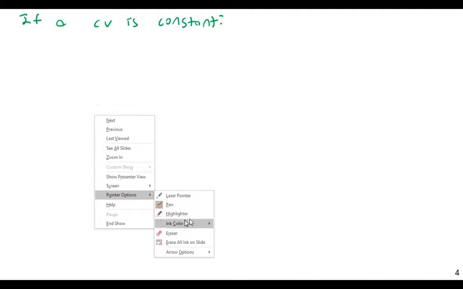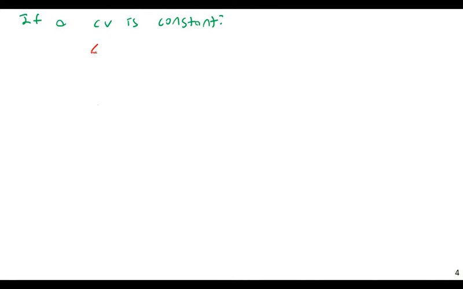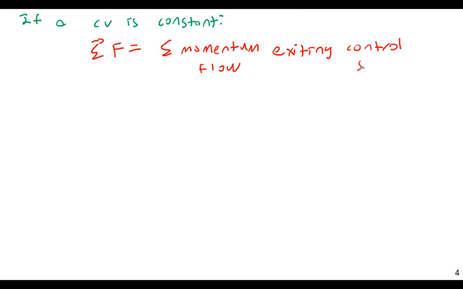Okay, so let's look at a few simplifications of this. If a control volume is constant, in other words, it's not deforming, then this will collapse a bit, and we will get the sum of forces equals the sum of momentum flow exiting the control surface, minus the sum of momentum flow in.